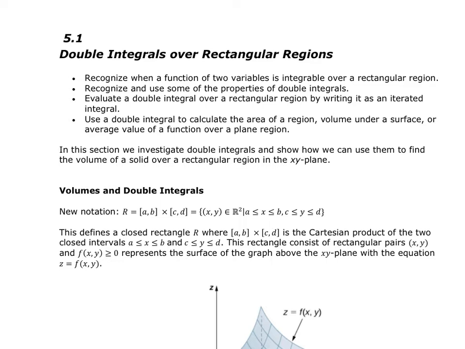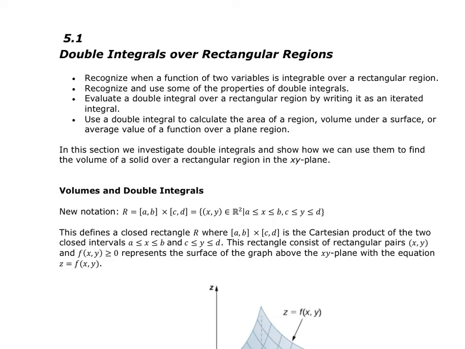We're going to evaluate a double integral over a rectangular region by writing it as an iterated integral. And then we're going to use double integrals to calculate the area of a region, the volume under a surface, or the average value of a function over a plane region.